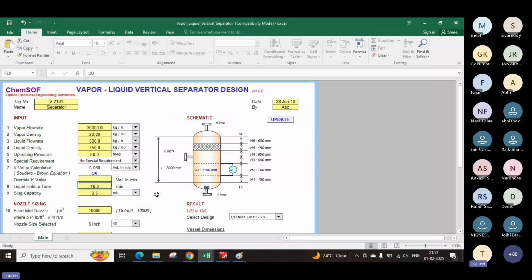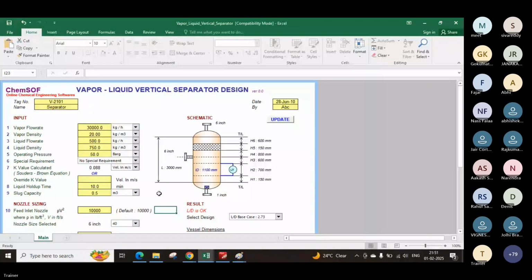Slug capacity, as I said, is any sudden high volume of liquid coming or falling into the vessel. Then you have to accommodate this. So let's see, you consider this between NLL to HLL. For slug capacity we have defined the hold up volume, that is the retention time you have to define.